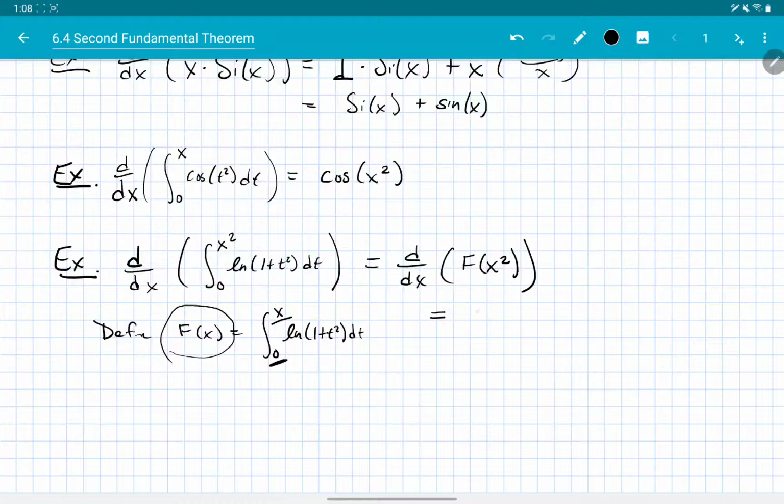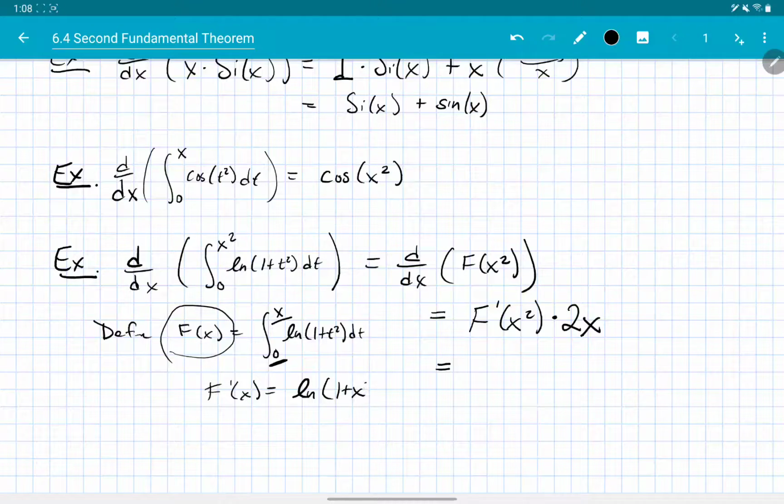So this, recall, due to the chain rule, is going to be capital F prime at x squared times, by the chain rule, 2x. Capital F prime, by the second fundamental theorem, is natural log 1 plus x squared. So capital F prime at x squared is going to be natural log 1 plus x squared squared, which is x to the fourth, times 2x.